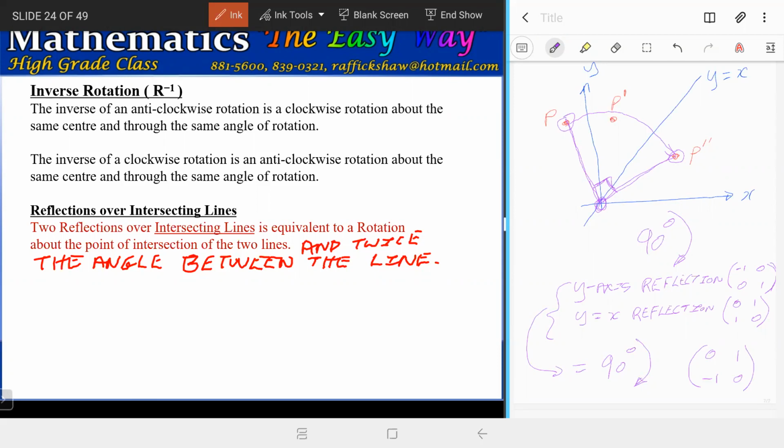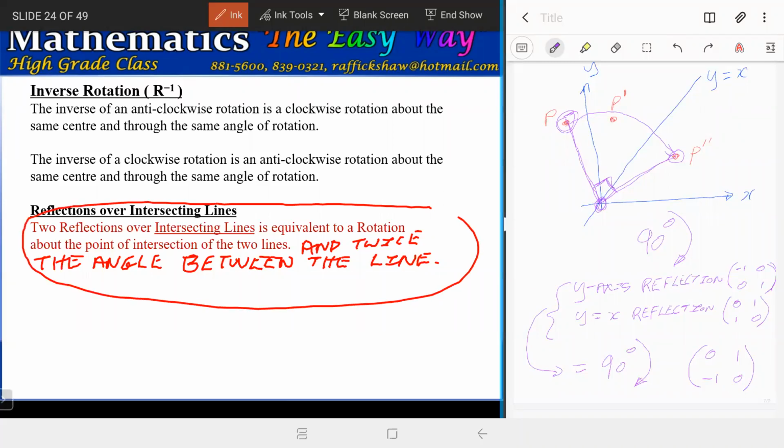Let me tell you a question like this right now. The question will tell you, for example, do this y-axis reflection first and tell you what the point P prime is. In part two of the question, they say, okay, reflect P prime now in the line y equals x and get the point P double prime. And then the third part of the question is a killer. The third part will say, what single transformation will take it from P to P double prime? That is where the knowledge of this comes into play.